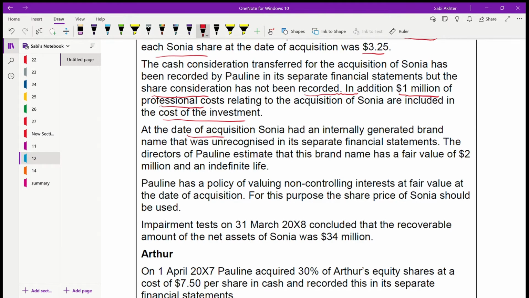At the date of acquisition, Sonia had an internally generated brand that was unrecognized in separate financial statements. The directors estimate that this brand has a fair value of 2 million and an indefinite life. They have a policy of valuing NCI at fair value. For this purpose, the share price of Sonia should be used. Impairment test concluded that the recoverable amount of net assets was 34 million.